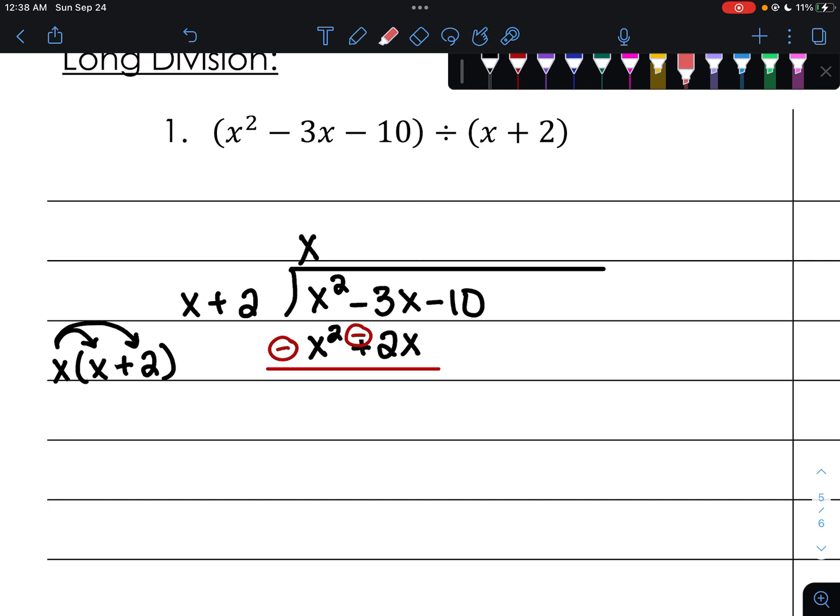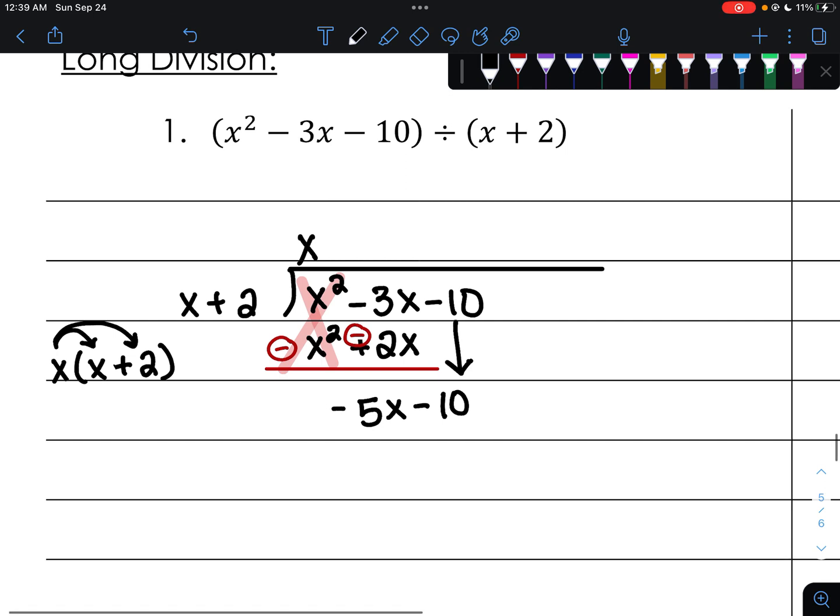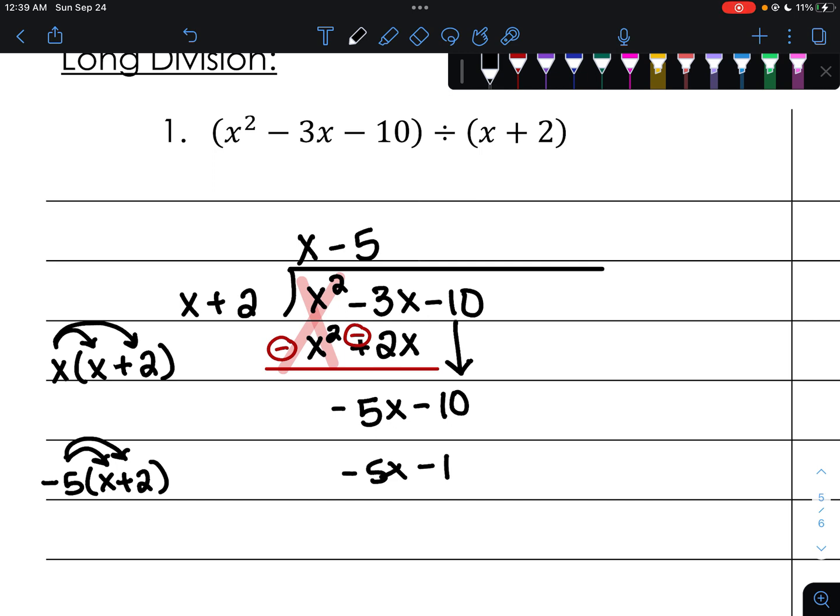And we see x squared minus x squared cancels out, which should always happen. And then 3x minus 2x is a 5x. So we bring that down, and we drop down the next term, which is a negative 10. Now we ask ourselves, what do we need to multiply x by to get a 5x? That would be a negative 5, so it's going to be a minus 5. So negative 5 times x plus 2. We distribute. Negative 5 times x is a negative 5x. Negative 5 times 2 is a negative 10.